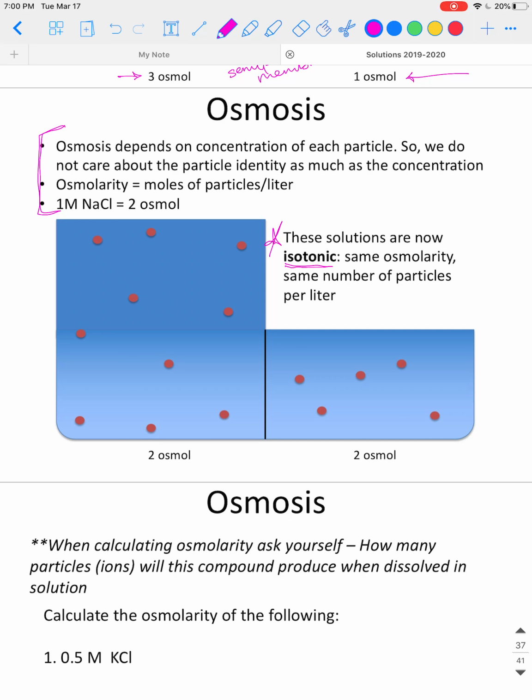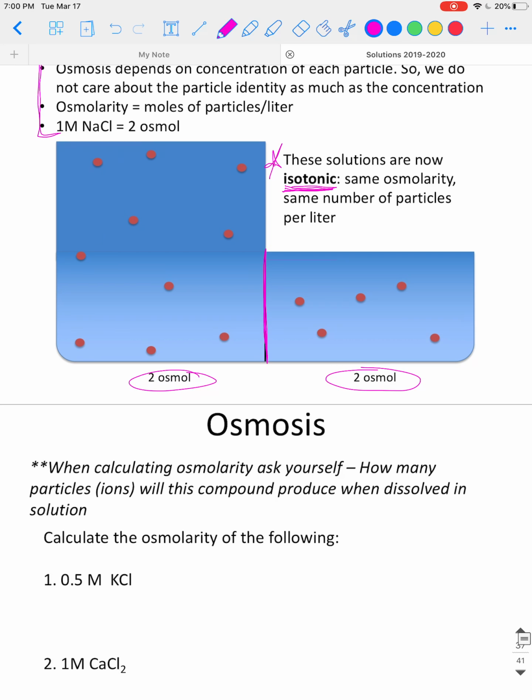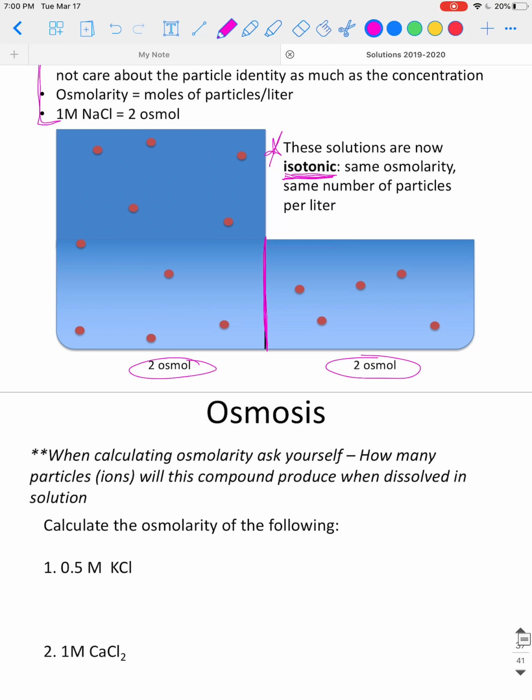Those are isotonic solutions. So now it looks like we have even concentration of particles. And so these 2 osmoles, showing you that we have the same osmolarity on both sides of our semi-permeable membrane right here. So these solutions, that's why it says, are isotonic. So you need to know what the term isotonic means. We're also going to introduce 2 other terms, hypertonic and hypotonic, in just a minute.